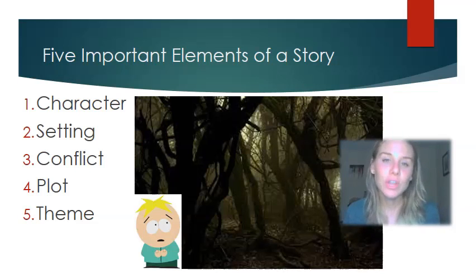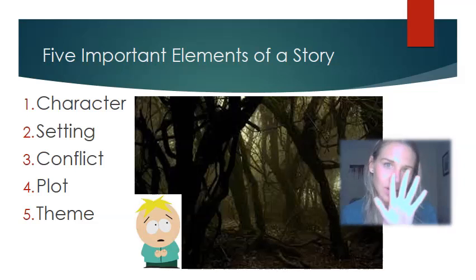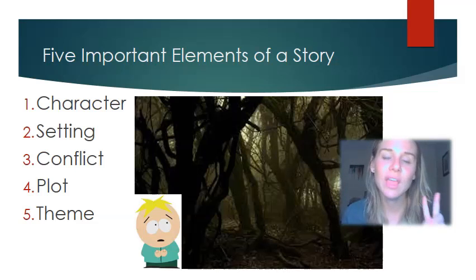So, there are going to generally be five major or important elements of a story. Count them, five. First of all, we have character or characters. Generally, there's more than one character in a story. However, sometimes there may only be one. Also, for number two, we have setting, when and where the story takes place.